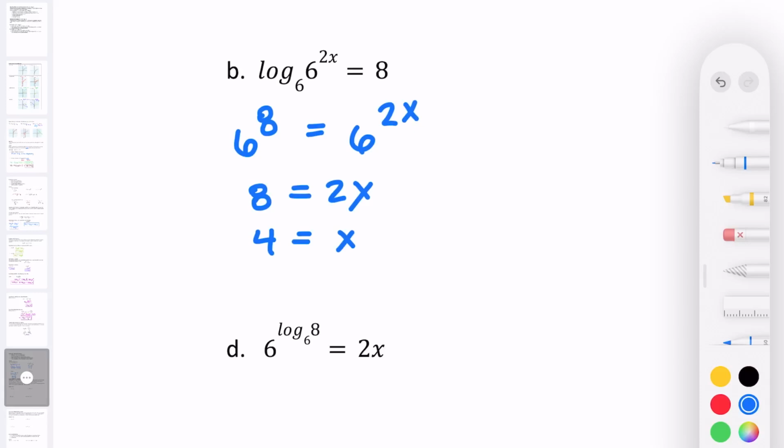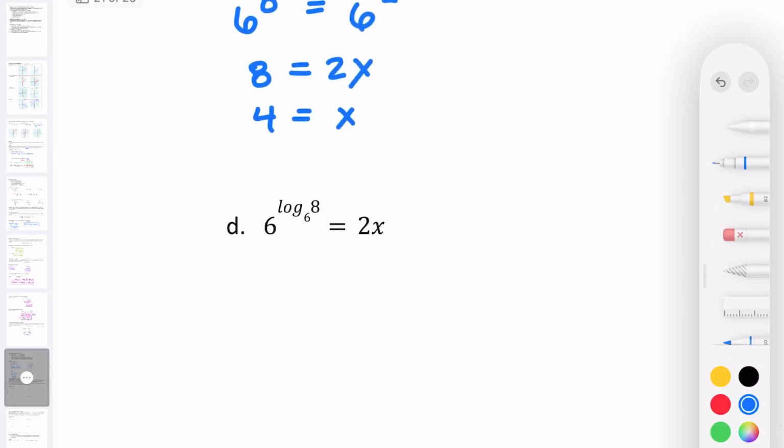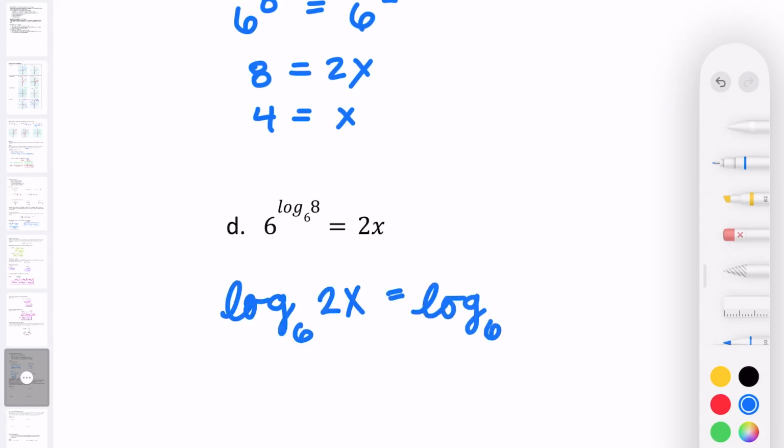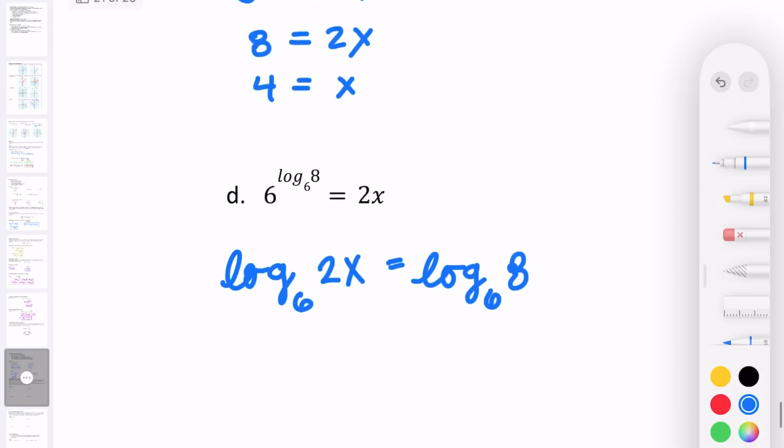And then for this last one, I'm in exponential form, but I might switch to log form. So I have log base 6 of 2x equals log base 6 of 8. My logs match, so I can once again ignore them, and I get x equals 4 as my solution.